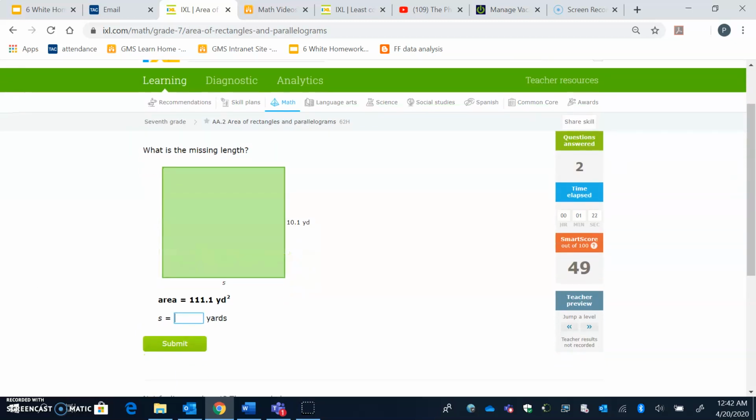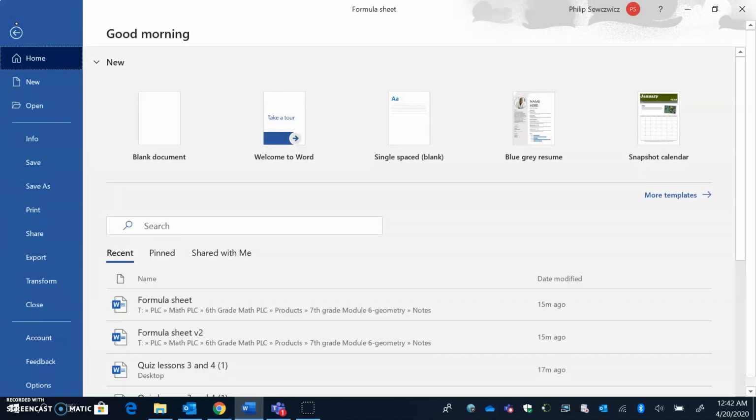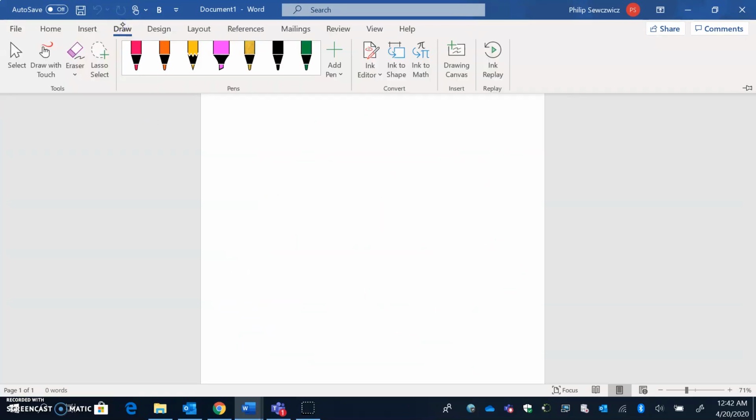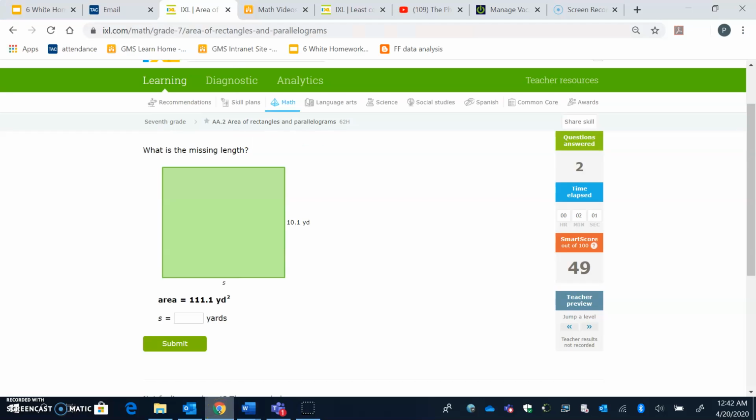Here, don't be afraid if you need to break out a calculator. The main thing here is that we know that if I multiply the length times the width, I should get that 110 and 1/10. This is where you might end up writing something down. So, for example, we know that the area is length times width. It told me the area is 111 and 1/10. All right. I also end up knowing that the height is 10 and 1/10.